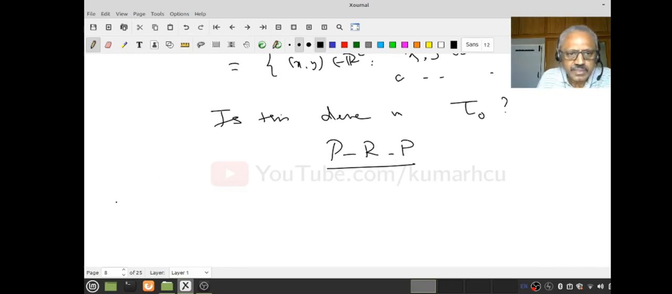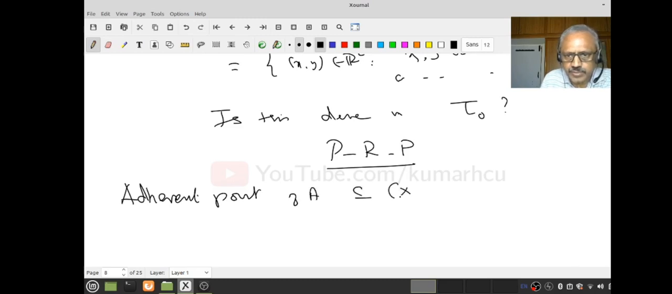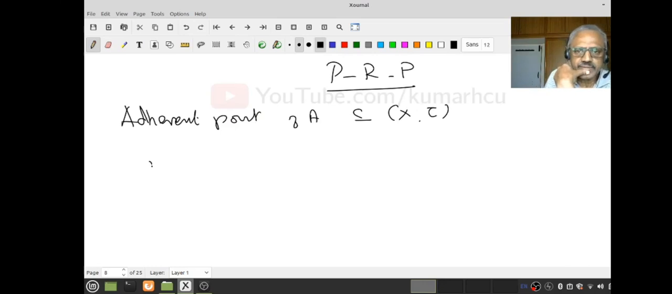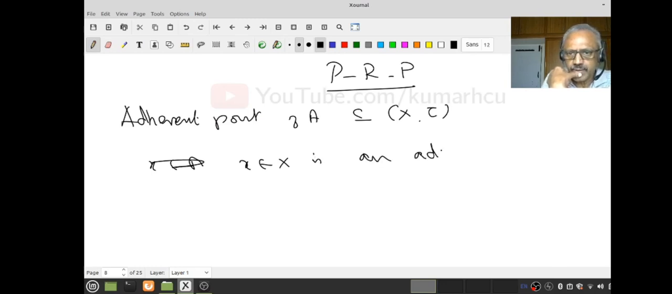Now let's look at another thing. We had already defined an adherent point of a subset A of a topological space (X, tau). Let me just recall. So I say x in X is an adherent point. This is called a limit point in my metric space lectures.